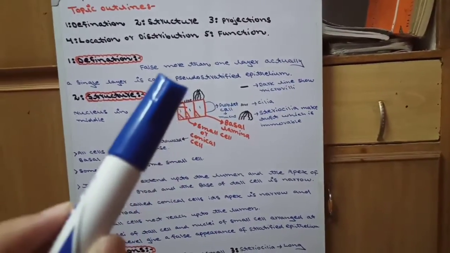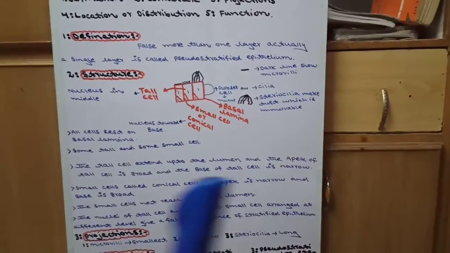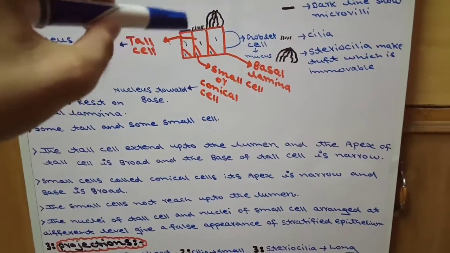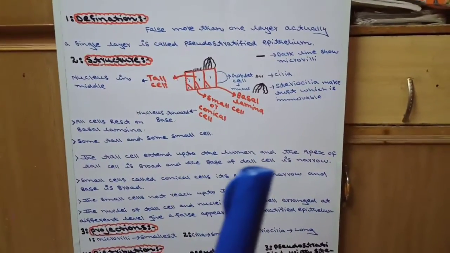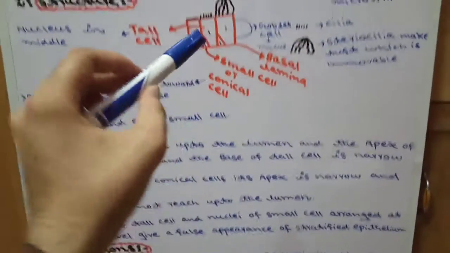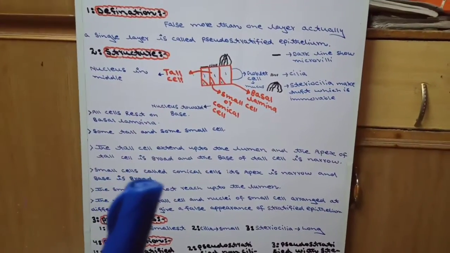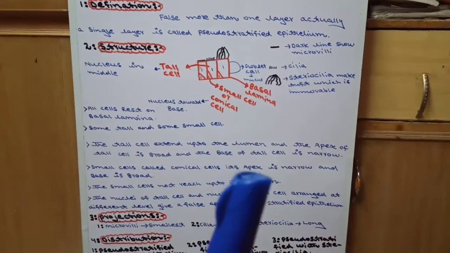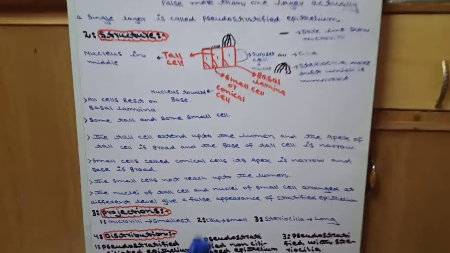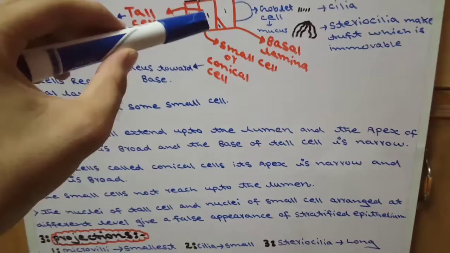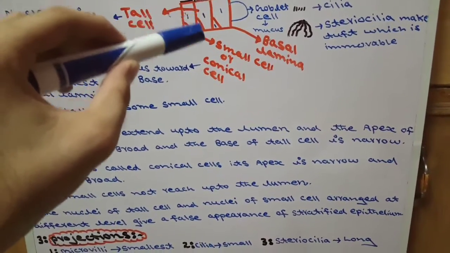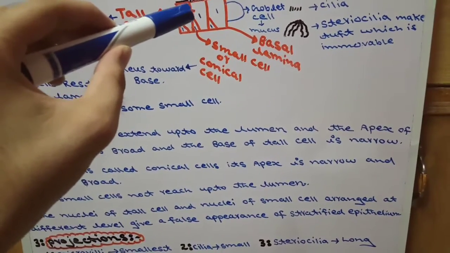The tall cell extends up to the lumen. And the apex of the tall cell is broad, and the base of the tall cell is narrow. This is the base which is narrow. The small cells are called conical cells. Its apex is narrow and base is broad. This small cell is called a conical cell, and its apex is narrow and base is broad.